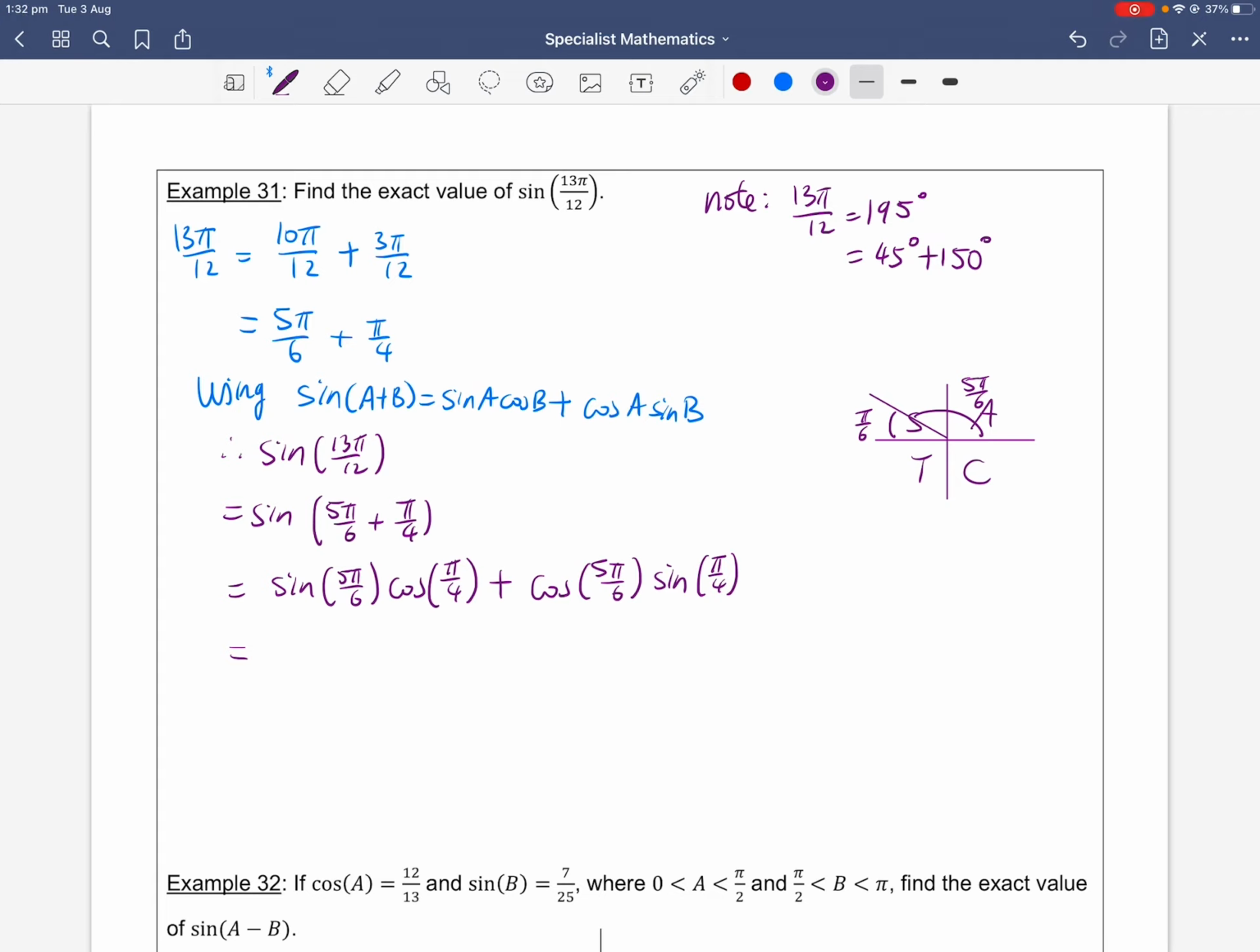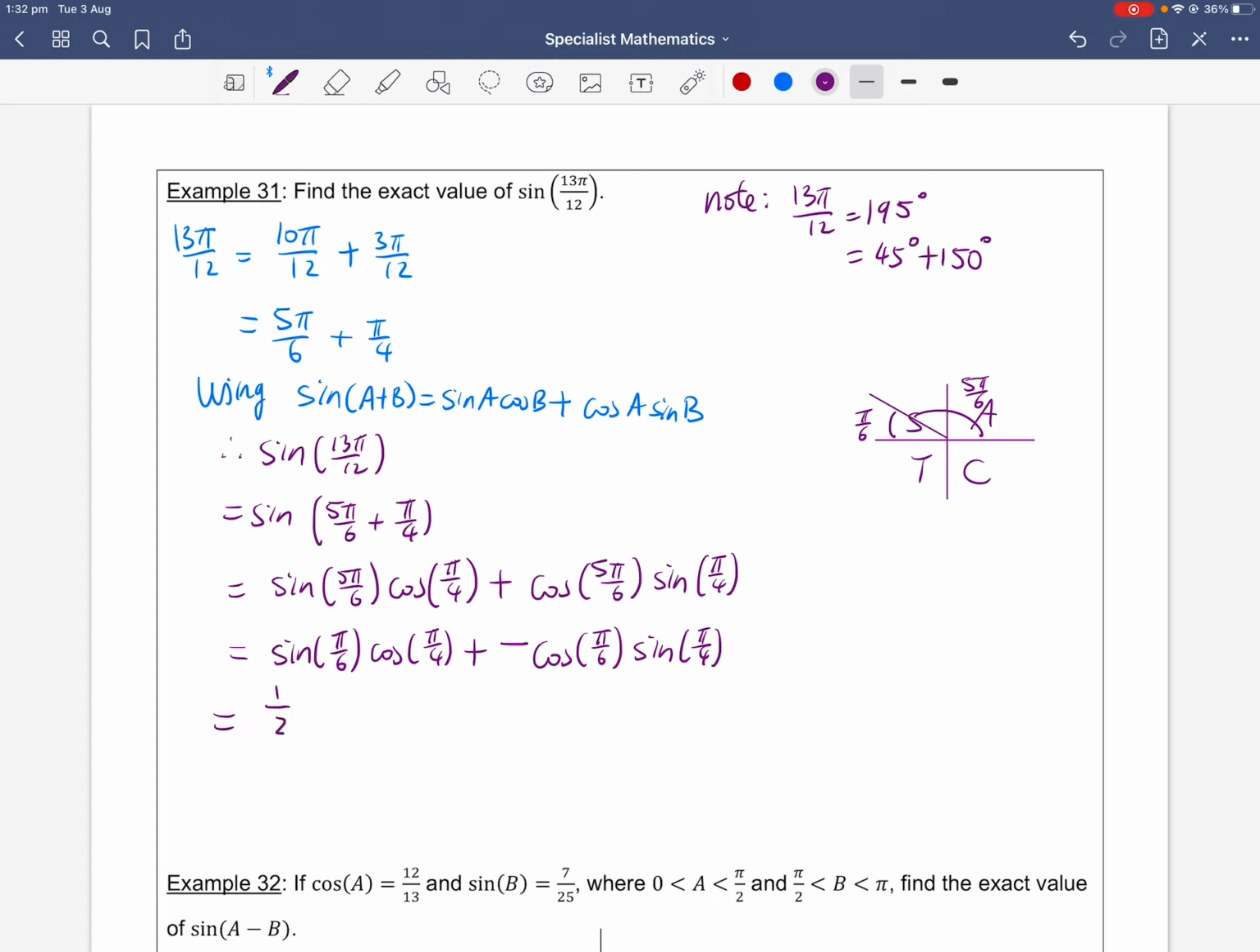We still have a pi on 6 left over. It's in the S quadrant, so it will be positive sine of pi on 6. Pi on 4 is in quadrant 1, so that's fine. Everything's positive there. For cosine, in the second quadrant, it's going to be negative. So it's going to be negative cos of that small angle pi on 6 times sine of pi on 4.